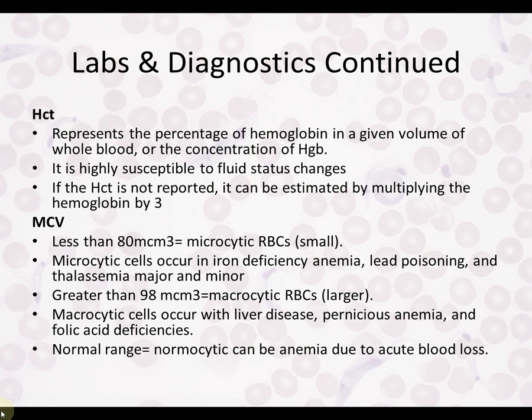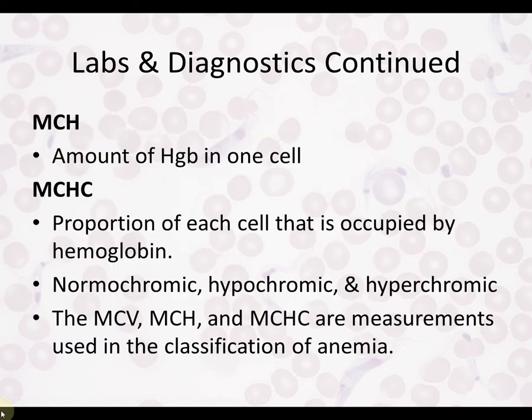Okay, let's talk about the MCH now. MCH is the amount of hemoglobin in one cell. The MCHC is the proportion of each cell that is occupied by hemoglobin, indicating efficacy of interaction of the hemoglobin molecule with the erythrocytes.